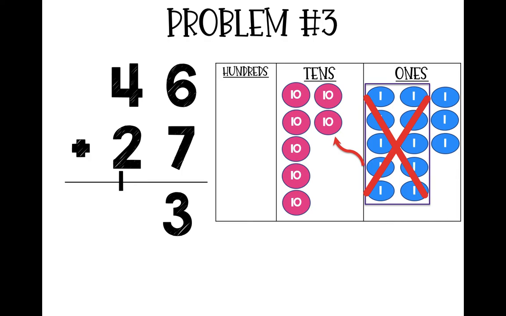Now we can finally add our tens. What is 4 tens plus 2 tens? That's right, that's 6 tens, but don't forget to add your new 10. 6 tens plus 1 ten is, that's right, 7 tens. Let's read our problem together. 46 plus 27 equals 73. Great job solving this problem, friends.